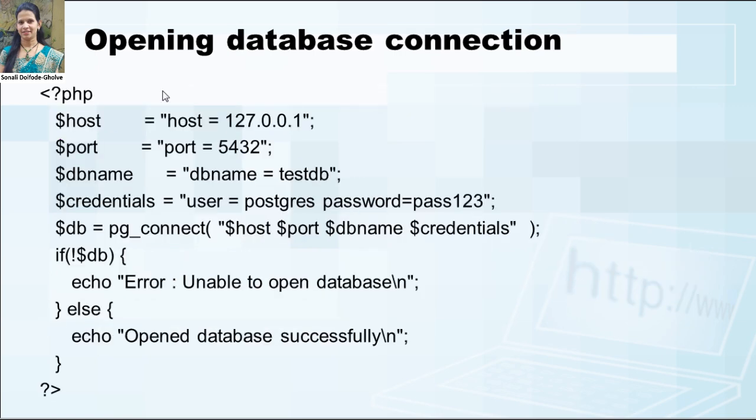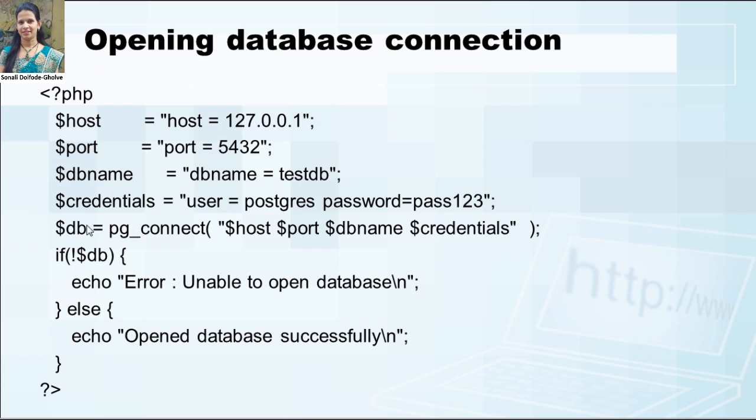Next, an example for opening a database connection. Here is the host, then the port number, then the database name, then the credentials. Here we are using the credentials as user equals postgres and the password equals this. Here set the password. Then use pg_connect with host, port, database name and these credentials.